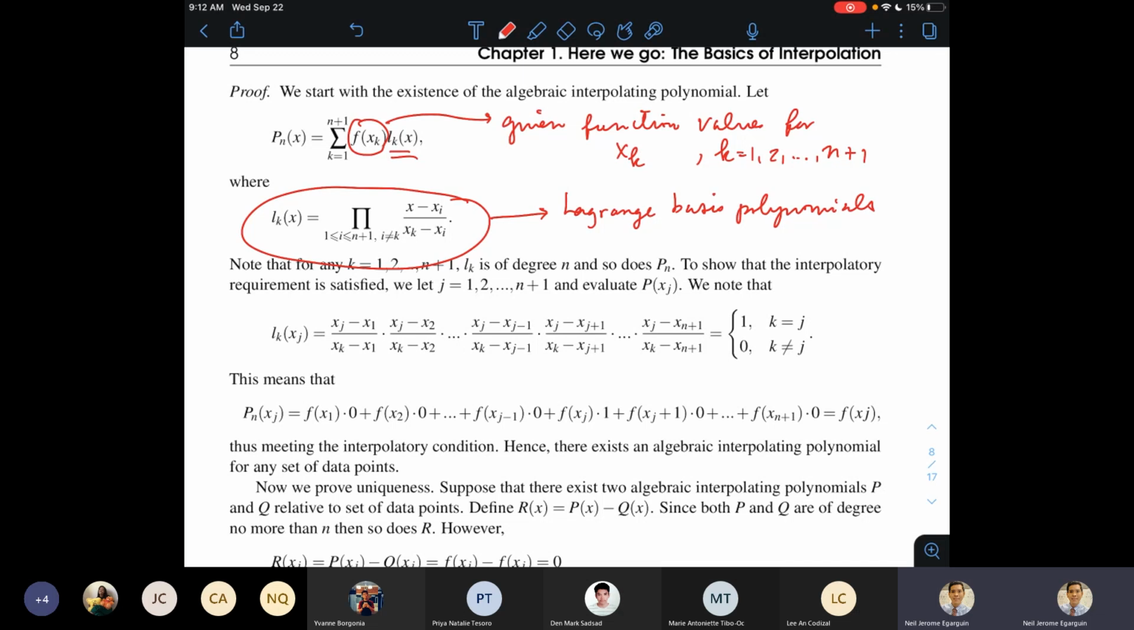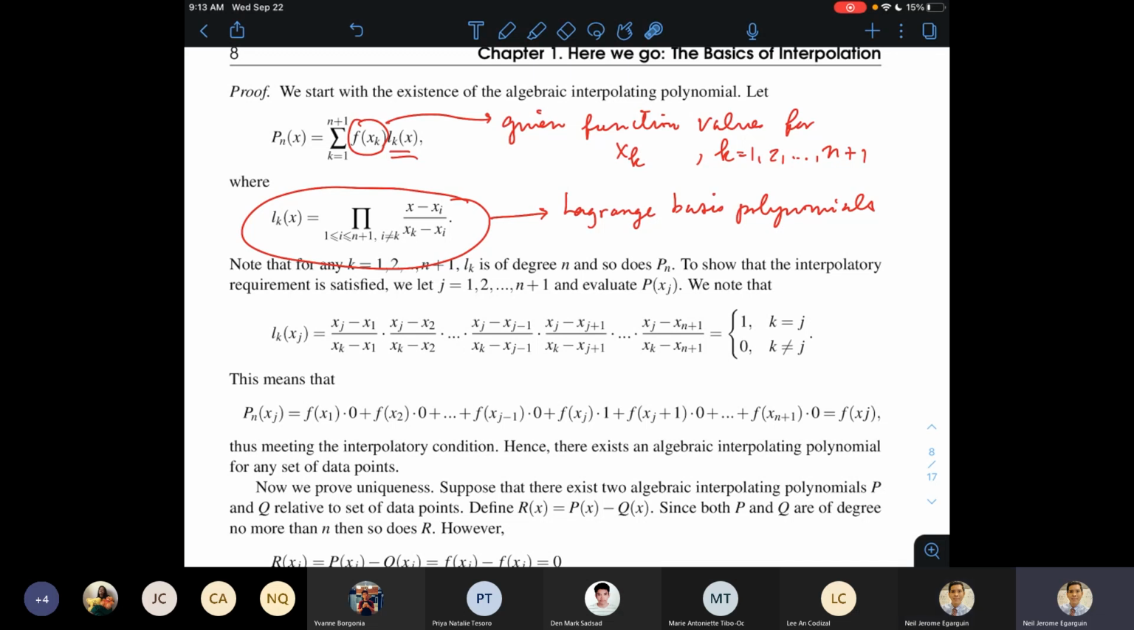Okay. And how do we get the Lagrange basis polynomial? So for a fixed k, and k takes values from 1 to n plus 1, yung Lagrange basis polynomial ay product ng mga rational expressions of the form x minus xi over xk minus xi, where i is a number from 1 to n plus 1, but i is not equal to k. And actually, it's easy to see why we don't allow i to be equal to k. Because if we do so, magkakaroon ka ng zero denominator. So ayaw natin yung k maging equal kay i.